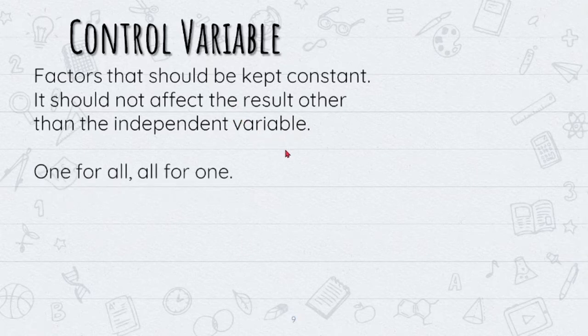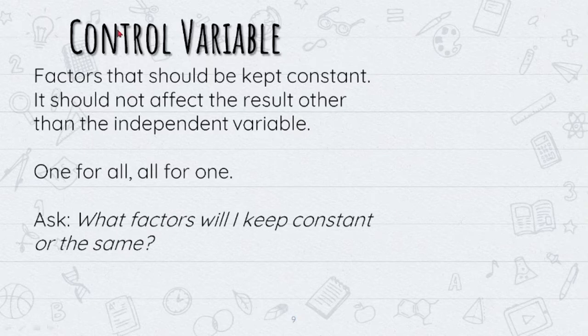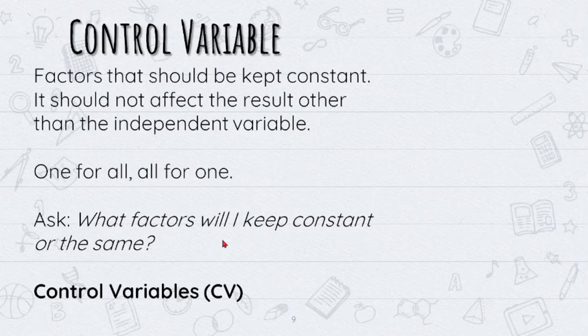In short, control variable tells us that one for all, for one should be applied or practiced. Whatever the factors that we apply to one setup should be applied to the others as well. If you want to identify your control variables, you need to ask this question: What factors will I need to keep constant or the same? So in our experiment, what could be our possible control variables?